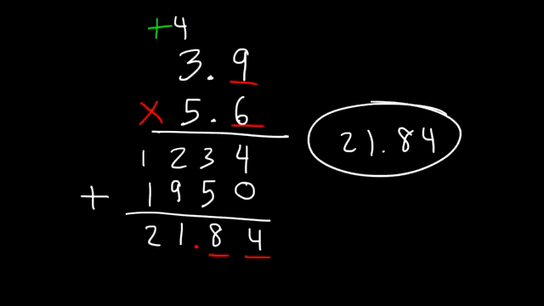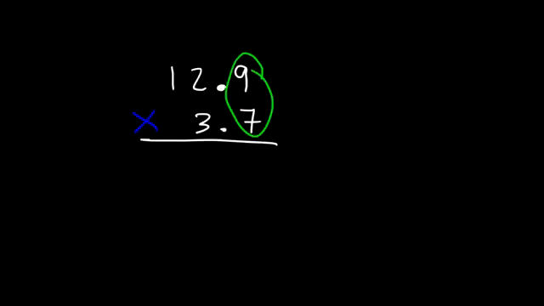And that's it. Now let's multiply 12.9 by 3.7. Feel free to try this problem. So first, let's multiply 9 times 7. 9 times 7 is 63. So we're going to write the 3 and carry over the 6.